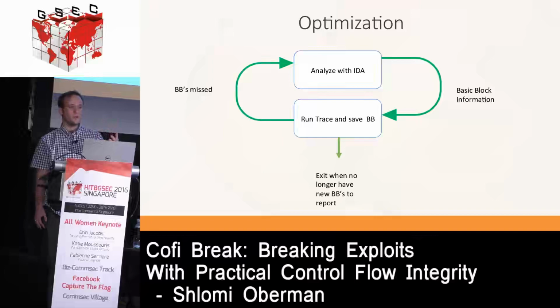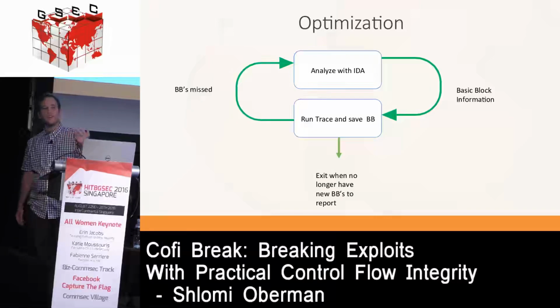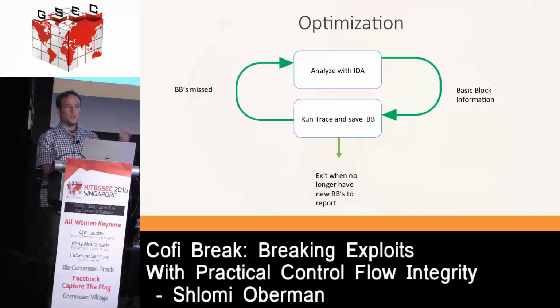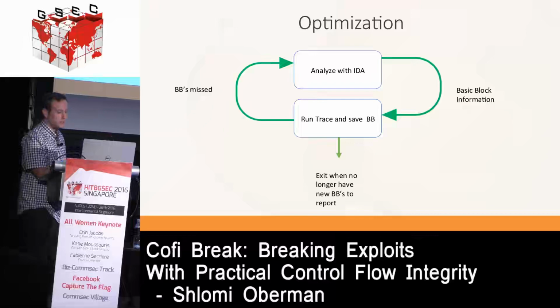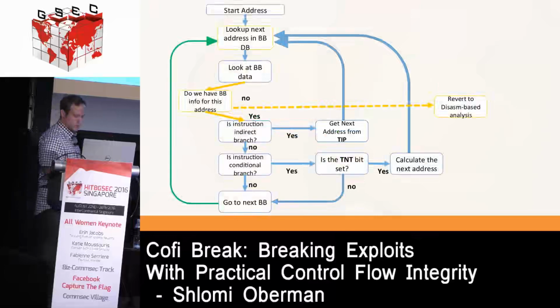So once again, we analyze the basic blocks in IDA. We start tracing the program. We see that we've missed some basic blocks. We see that the trace has arrived at addresses for which we don't have a basic block analysis. And we feed this back into the IDA analysis in a loop until we no longer have any missing basic blocks. If we do this on enough PDF files, or enough files for the specific application, then we reach pretty good results.